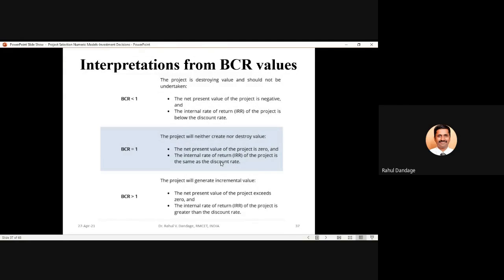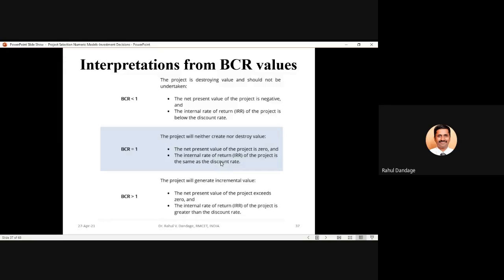Interpretations from BCR values. If your BCR, benefit cost ratio, is less than 1, then the project is not beneficial. It is destroying value and we should reject the project. That is ultimately the interpretation from the value of BCR. So net present value will be negative, and internal rate of return will be less than the discount rate.